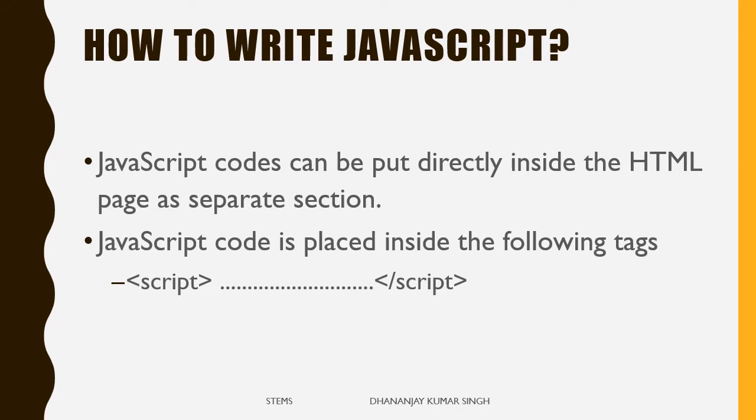How to write JavaScript? The JavaScript code can be put directly inside the HTML page as a separate text section. JavaScript code is placed inside the following tags: a script opening and a script closing. So inside the opening and the closing script tag, we have to place the JavaScript. Those who are good programmers always put the JavaScript inside the opening and the closing head tag, and that is a good programming technique, good programming style. So you will see practically how this is going to be used and where it is going to be placed.